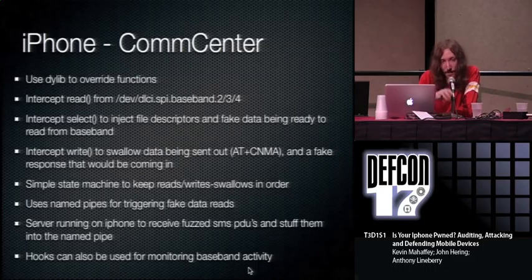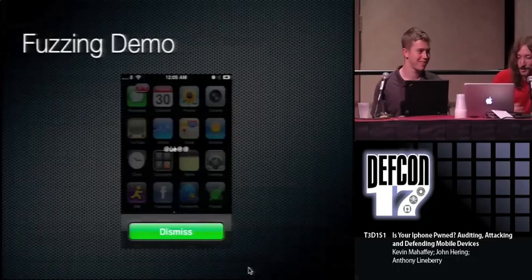From there, we could stuff that all in the buffer, and then comm center would think that it got the data that it wanted, and then we could fuzz everything through that. We just use a simple state machine to keep track, because there are three different basebands that it reads from with an AT-XDVRI and a CMT, and then it writes an AT-CNMA to check if it actually got one. With our hooked write, we would swallow that and say that we wrote that to the baseband, and then fake a reply back rather than letting it actually reply. So basically, we man in the middle the radio on the iPhone. Yes, in simple terms.